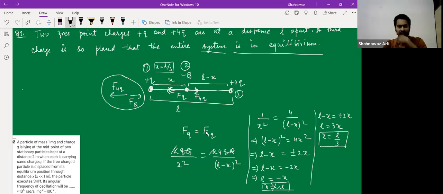Now we will use the equilibrium at this point. We have to calculate the magnitude of this charge. So you guys first note down this part, and then I will do the next one. If you finish noting down, you can tell me, and I'll go on. Okay.